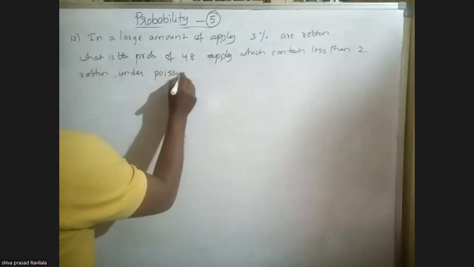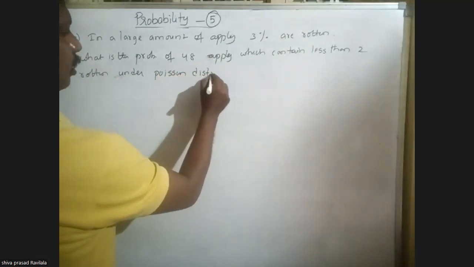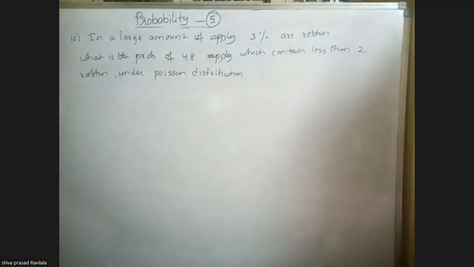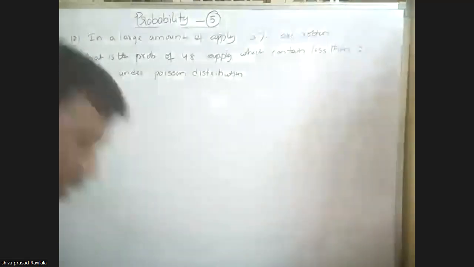Under Poisson distribution. Once again, I am reading. In a large amount of apples, 3% are rotten. What is the probability of 48 apples in which less than 2 are rotten? Less than 2 will be damaged, and it follows the Poisson distribution.